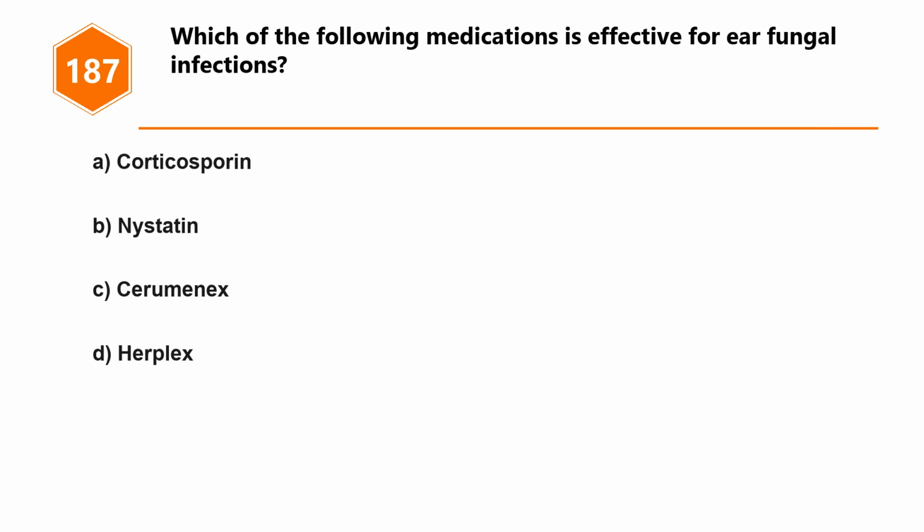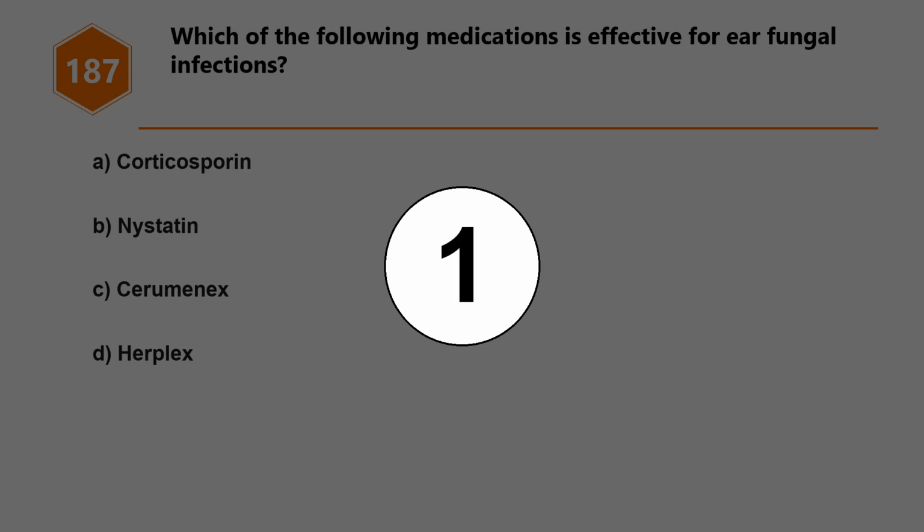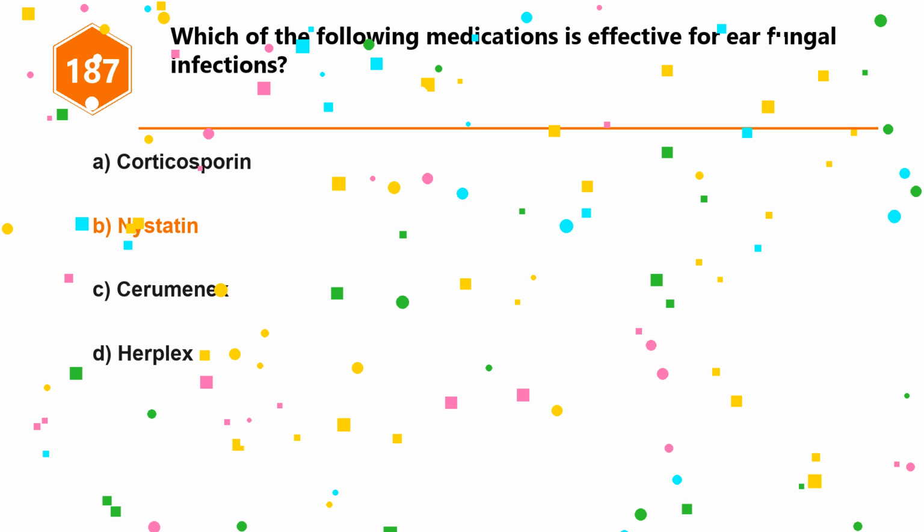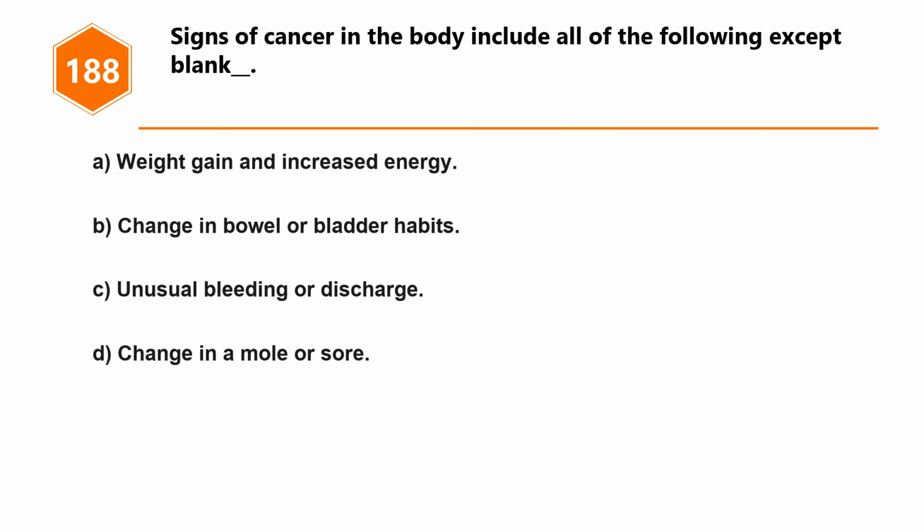Question 187. Which of the following medications is effective for ear fungal infections? Option A, Corticosporin. Option B, nystatin. Option C, Cerumenex. Option D, Herplex. The correct answer is option B, nystatin. Question 188. Signs of cancer in the body include all of the following except blank. Option A, weight gain and increased energy. Option B, change in bowel or bladder habits. Option C, unusual bleeding or discharge. Option D, change in a mole or sore.